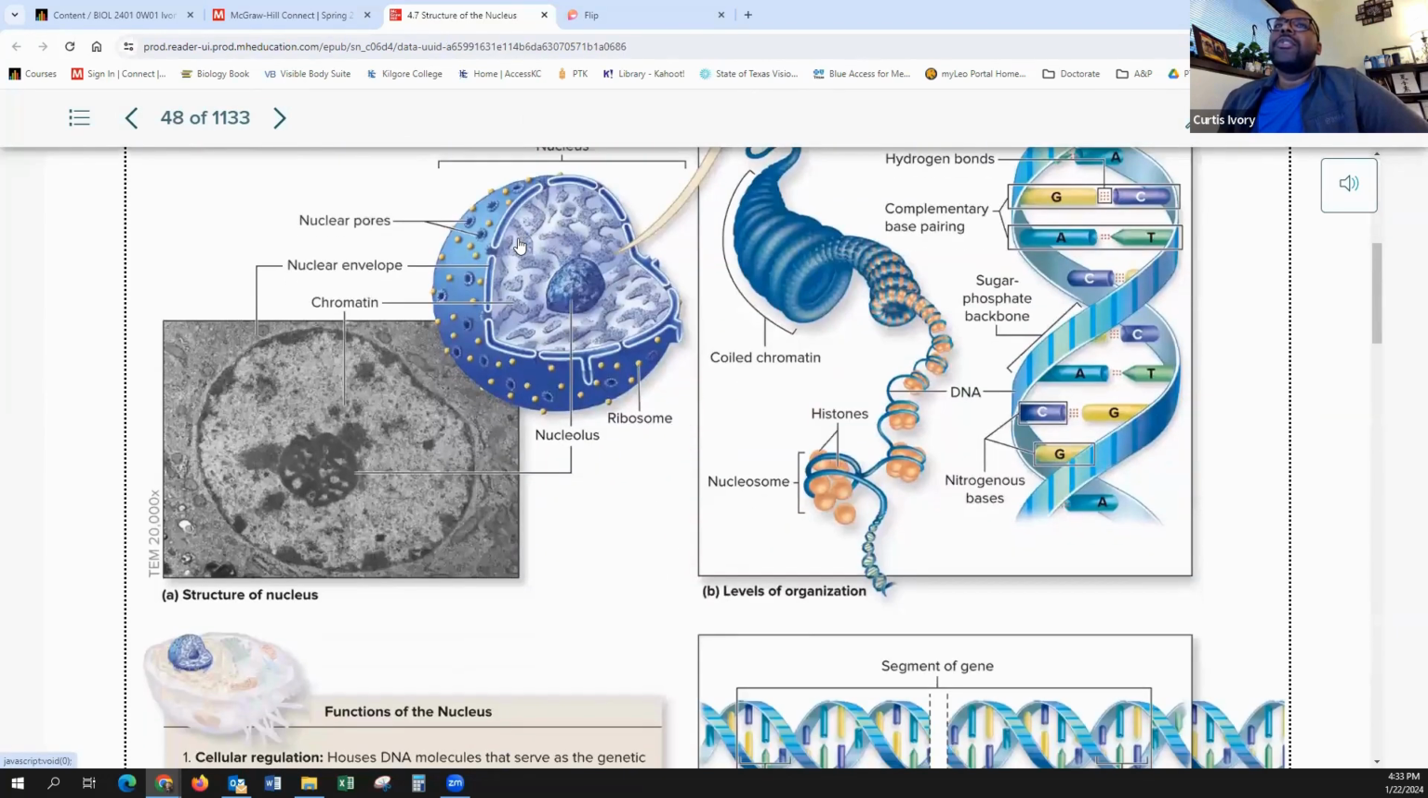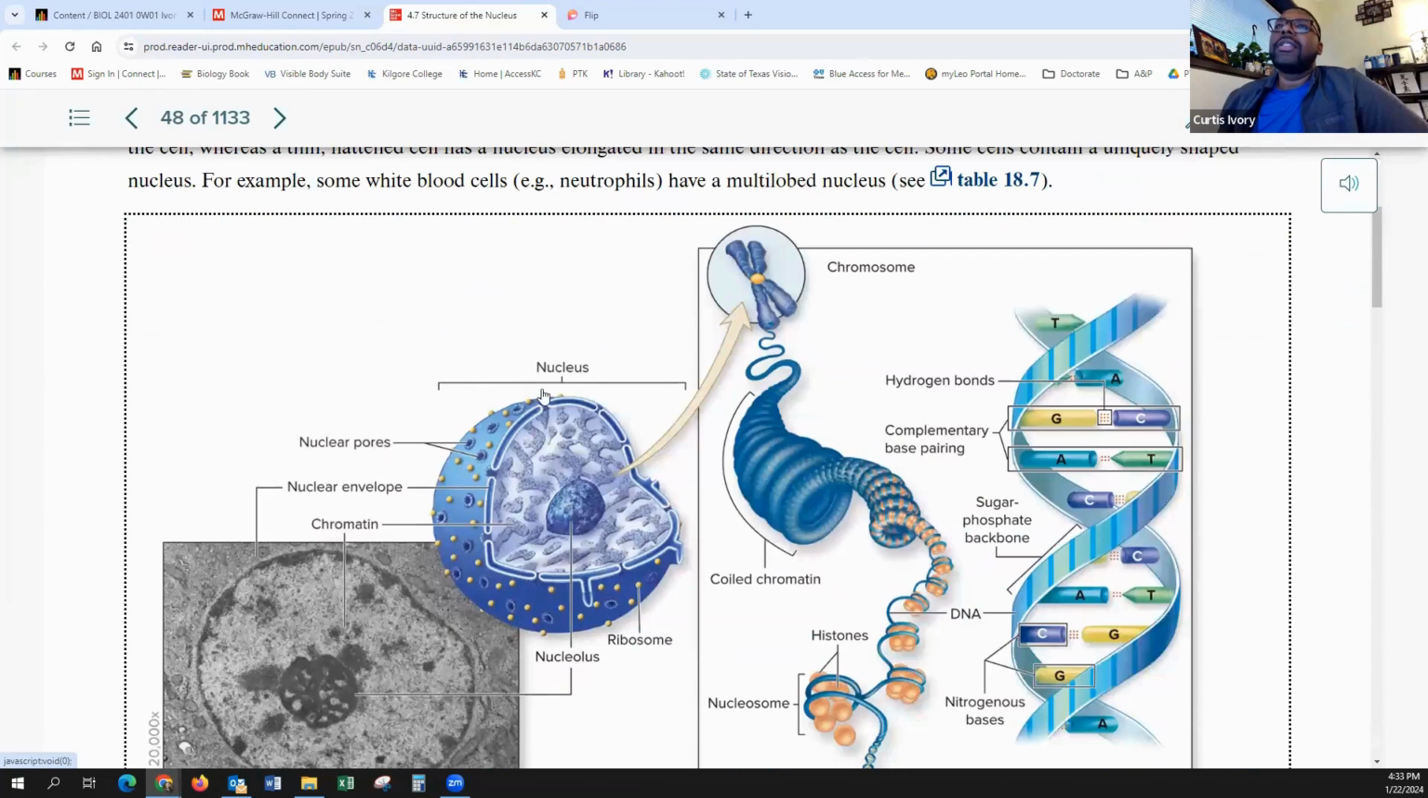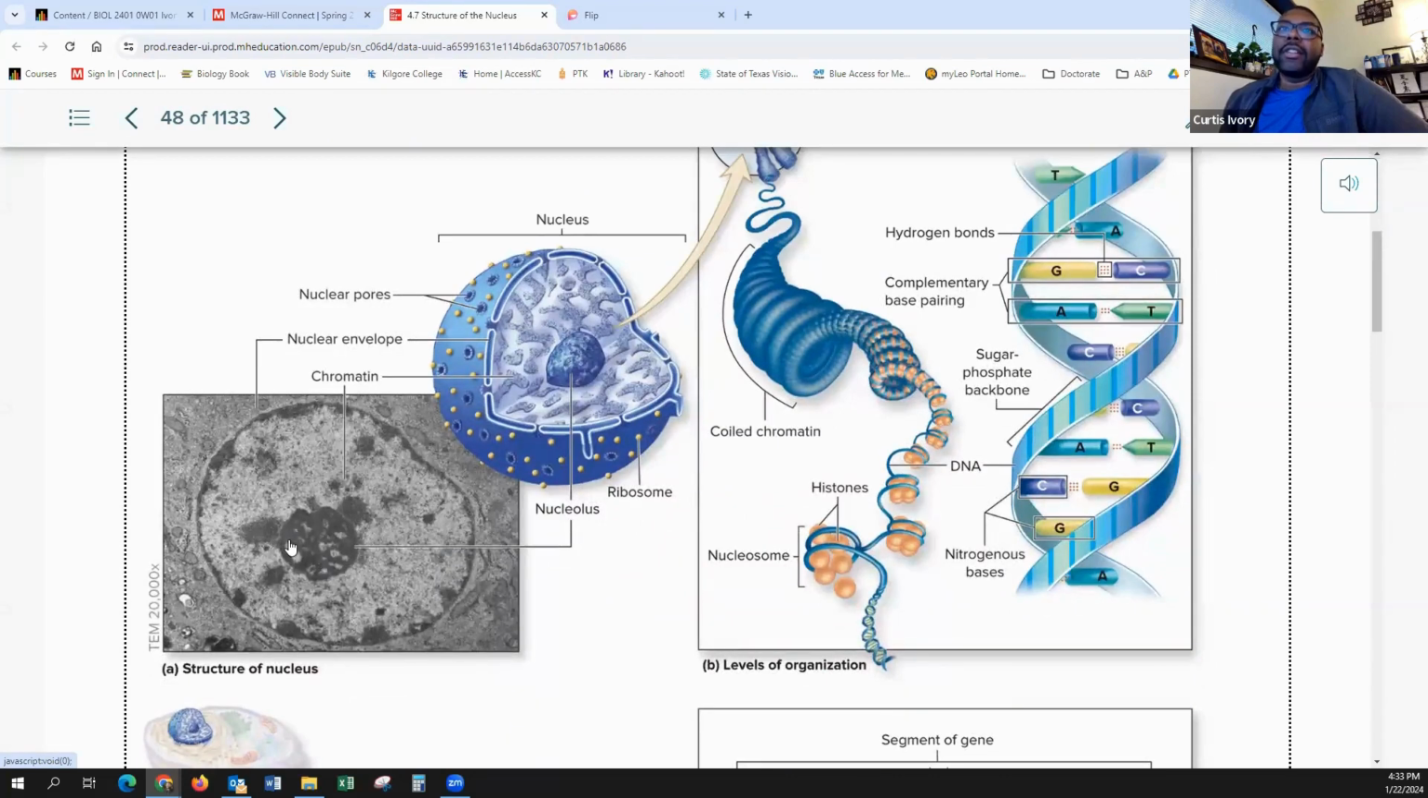So we have the structure of the nucleus, which we understand is on the very inside of the cell. Usually you can really identify it. You see right here that this whole black spot is the nucleus. And actually, this is the nucleolus, and this whole thing is the nucleus. So it takes up a lot of space.